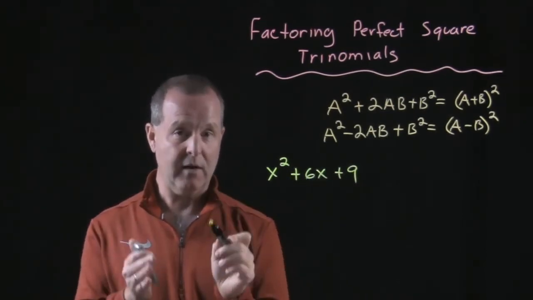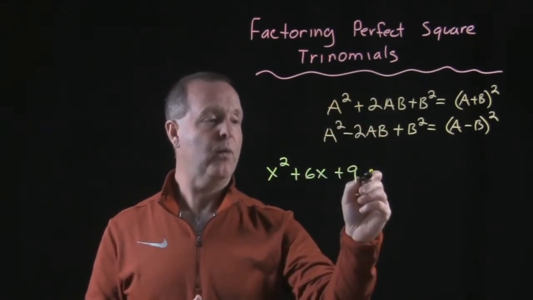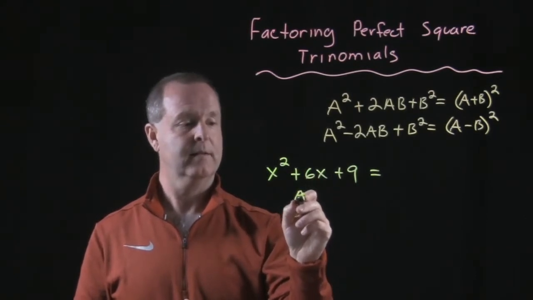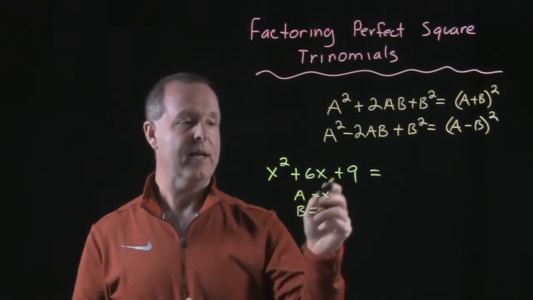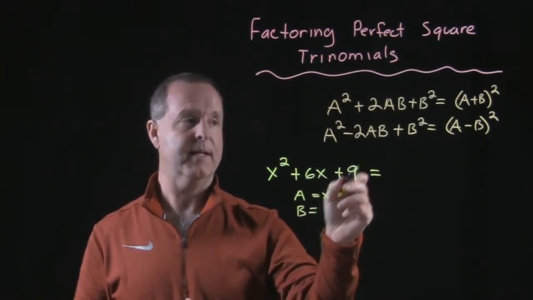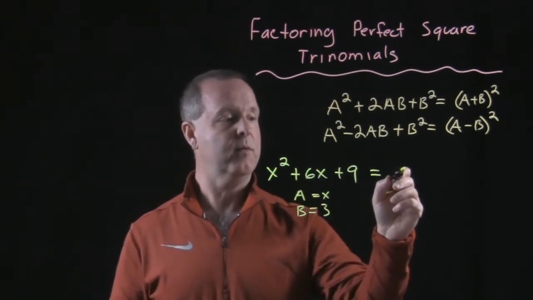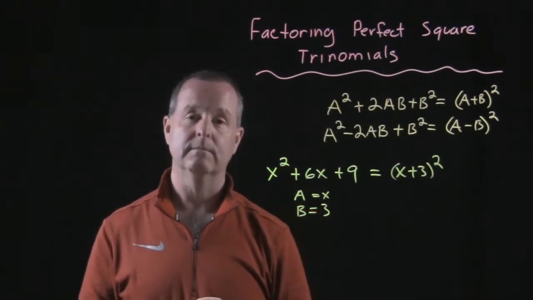If that case follows, then you're able to just look at this pattern and write this as (a plus b), where a in this case equals x and b equals the square root of this number, because it has to be b squared, which would be 3. So my final solution would be (x plus 3) squared.